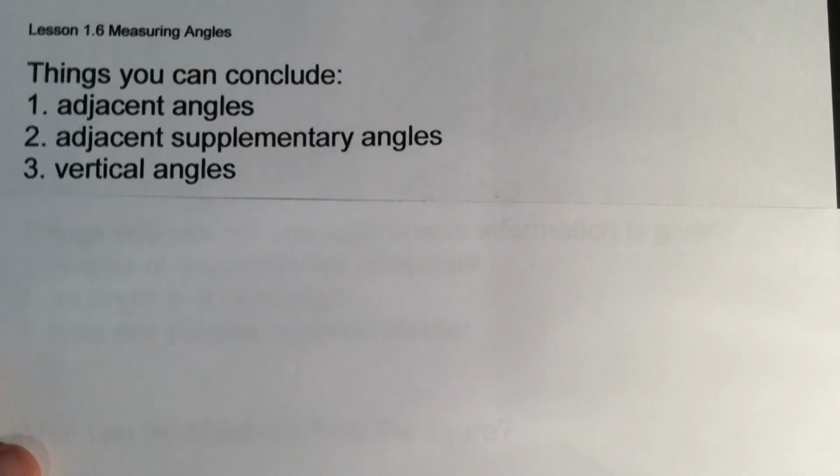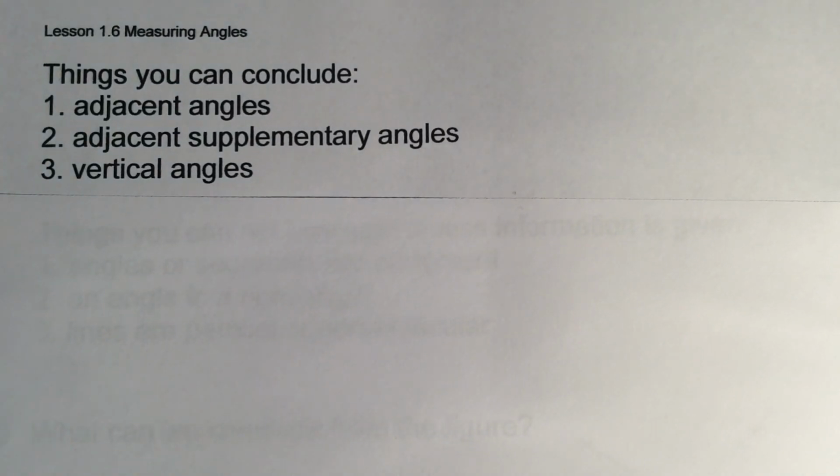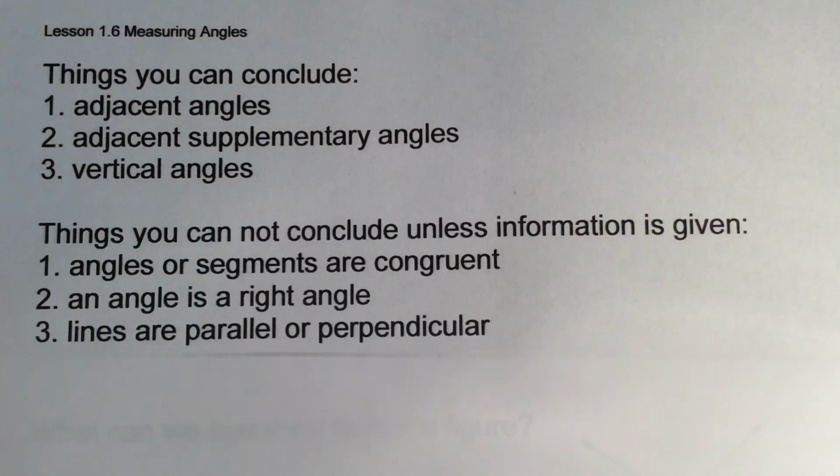Now, there are certain things that we can conclude when we just look at a figure. One, we can tell that, yep, they're touching, they're adjacent angles. We can also tell whether or not they're supplementary. We can tell if they form a straight line. We can also tell vertical angles. Again, we can see, do their sides form straight lines? Are they opposites? That's something we can do.